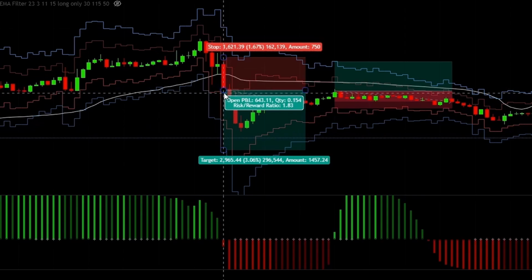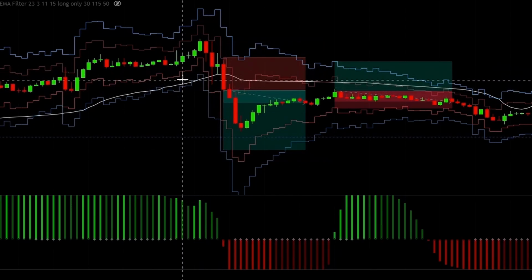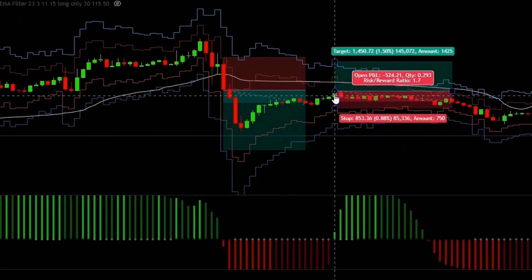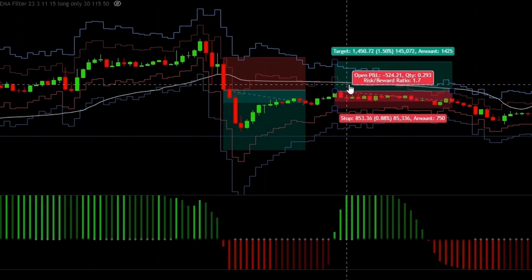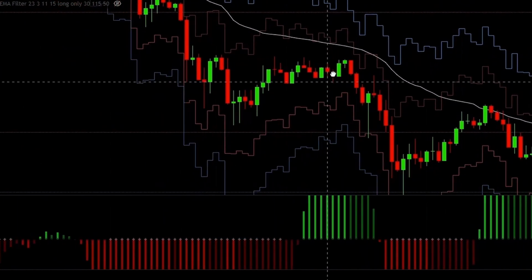This way, this short example would have been still valid as the candle closed under the volume weighted moving average. But this long entry wouldn't have been valid as the volume weighted average is above the close of the price. Let's see a few more examples.